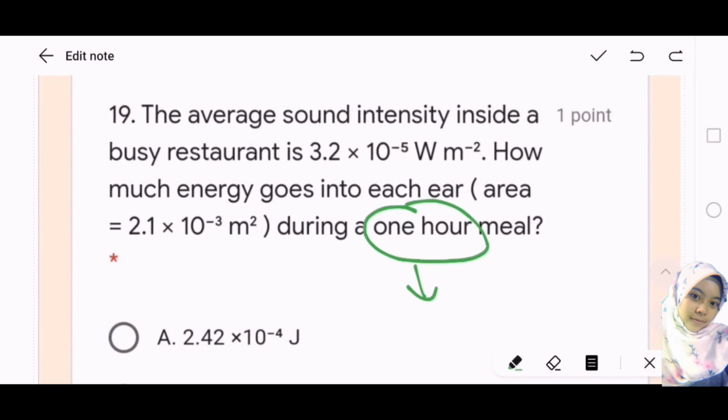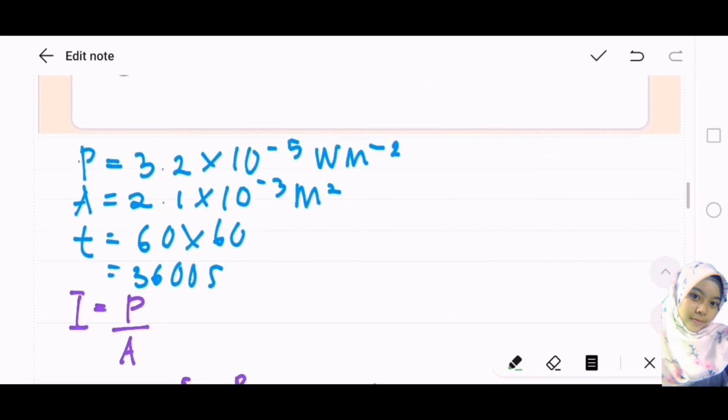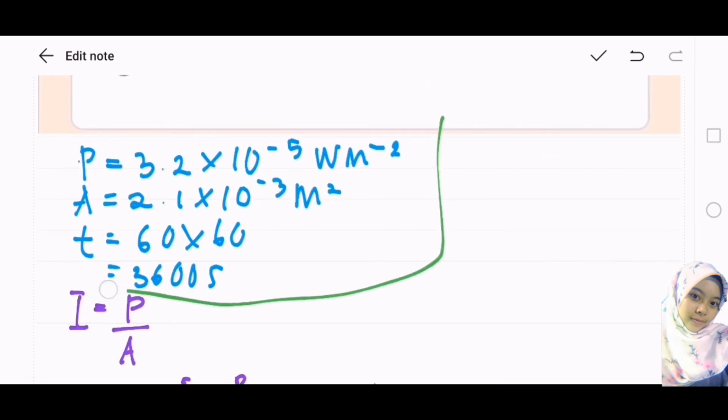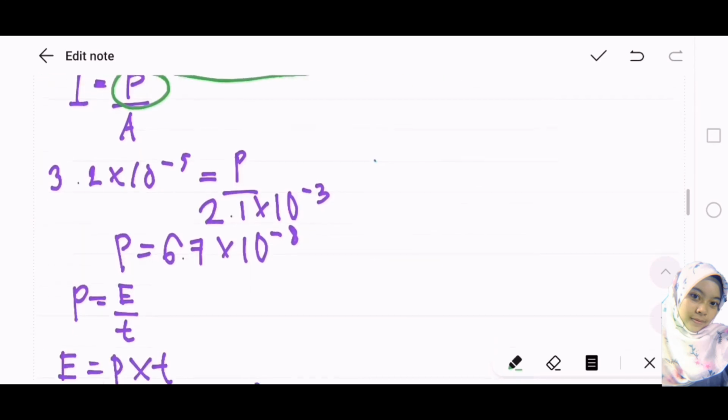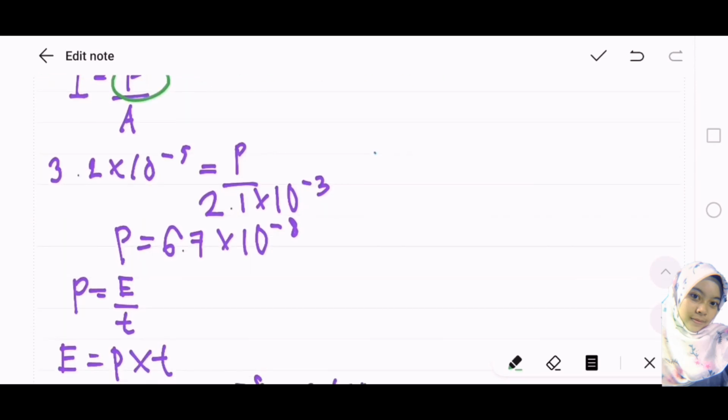Okay, this is the third question. From the question, keluarkan every given information and don't forget to change 1 hour into the SI unit of time, that is second. Then write down all the information and we can get this much information. We must find the power first. The intensity of sound is I equals P over A. Substitute the value we have and we can get the power, 6.7 times 10 power of negative 8.